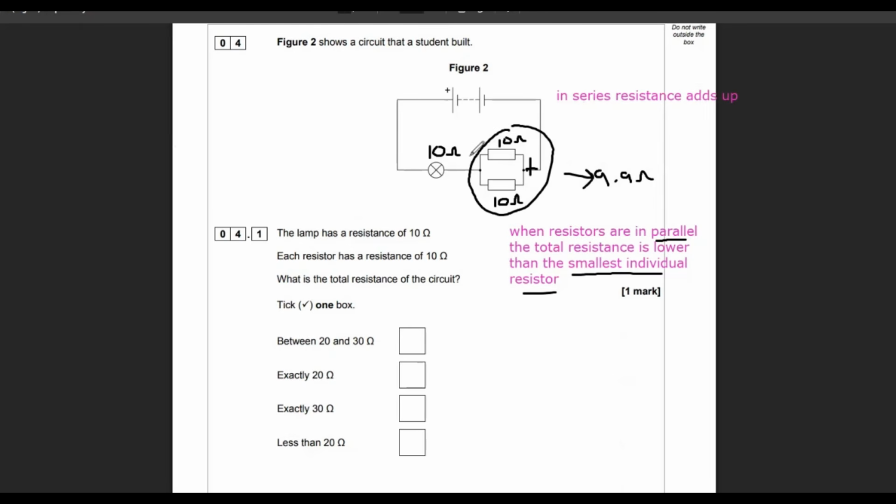So actually, when you add these together, you get 9.9. Now, these two are in series. The parallel resistors and that are next to each other. So we just add them together. So we are really going to get like 10 plus 9.9. Now, it might be lower than 9.9.